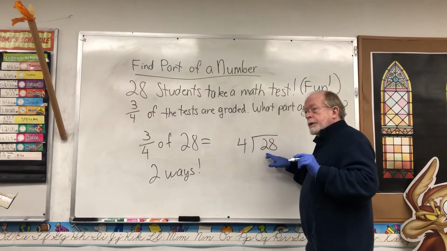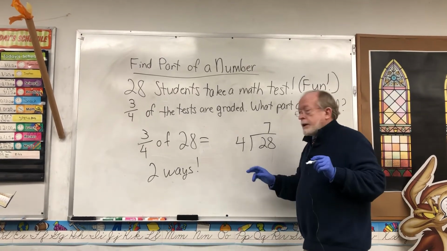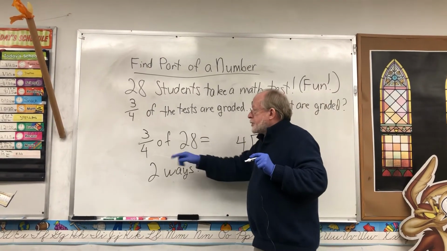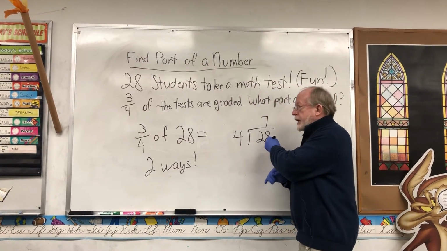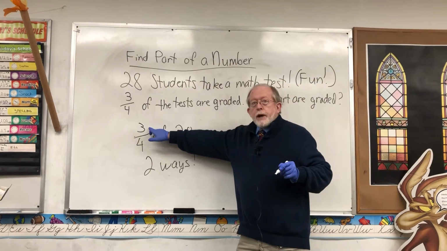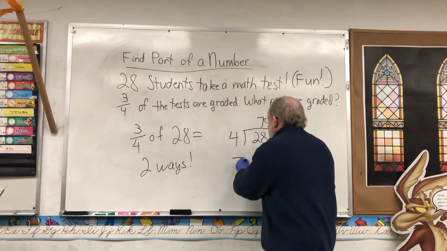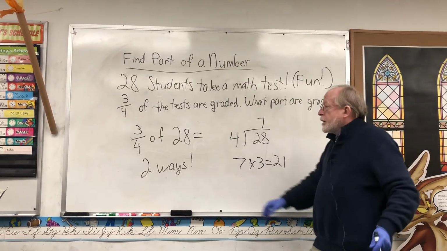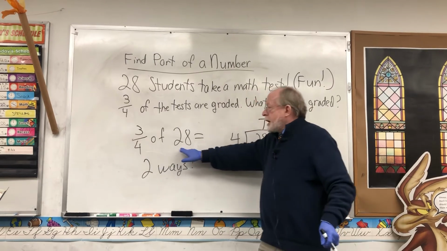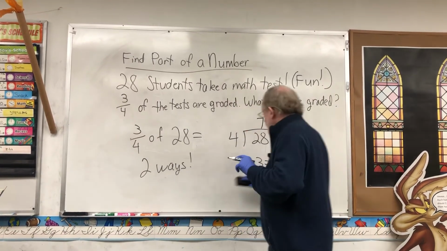So you can divide 28 by 4, and when you do that, you get 7. Now, then you multiply the 7, which is how many times 4 goes into 28, by the numerator of the fraction, the 3, and 7 times 3, as we know, is 21. So 3/4 of 28 is 21. Now that's the first way you can do that.